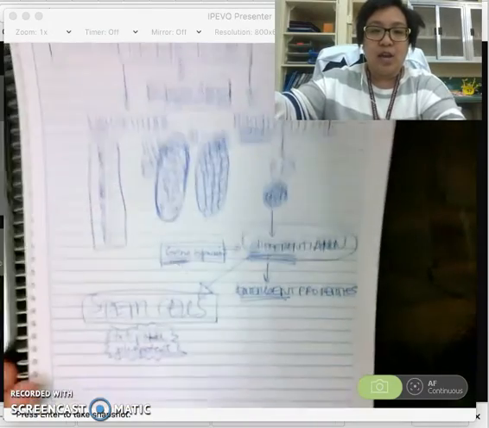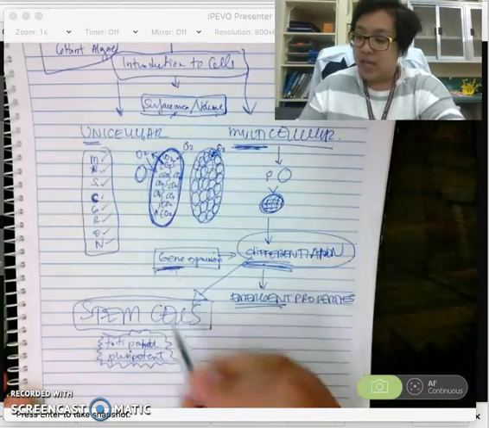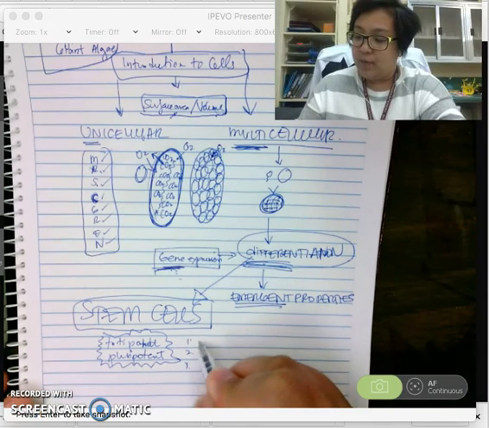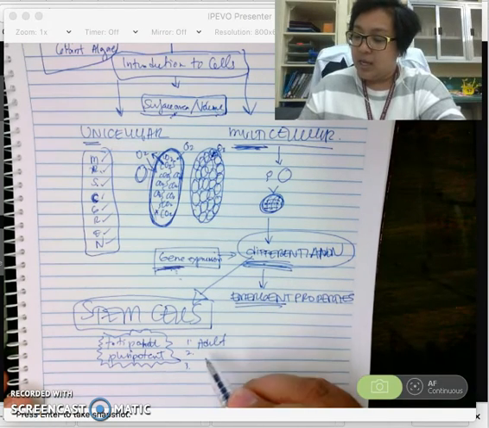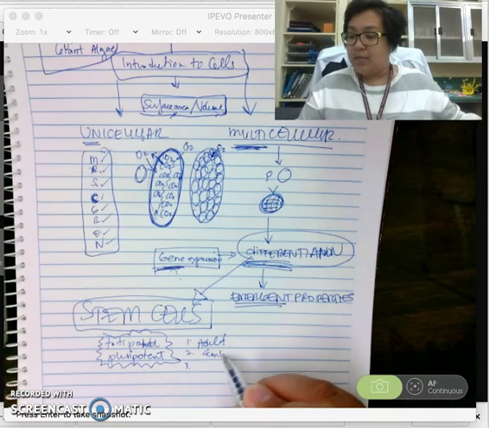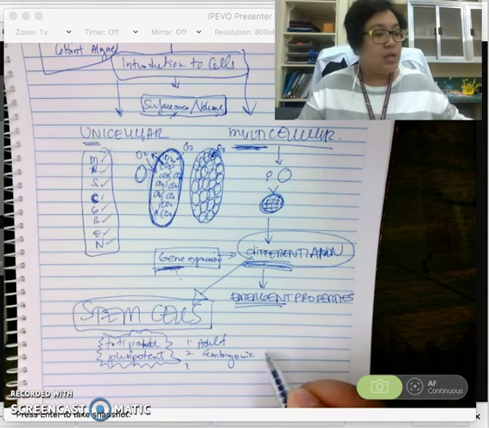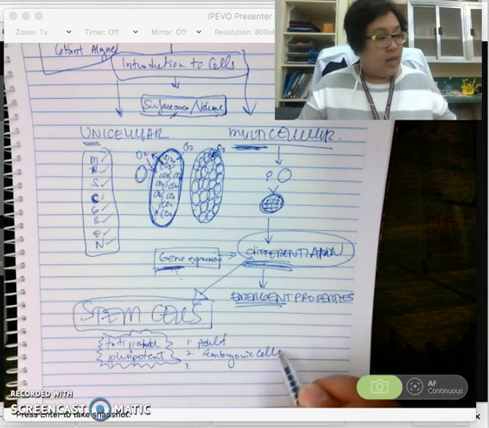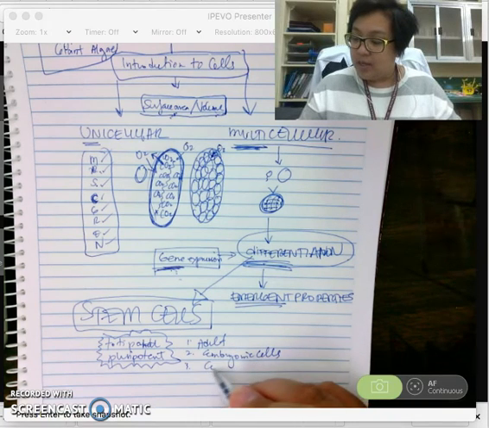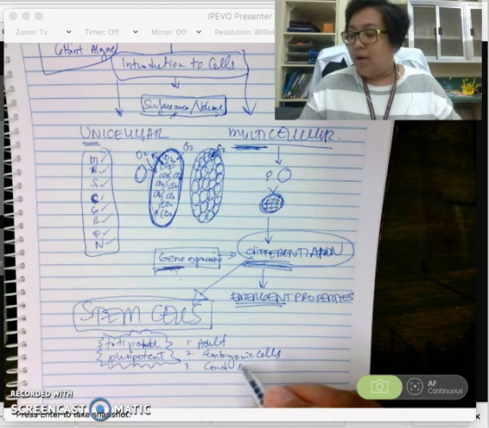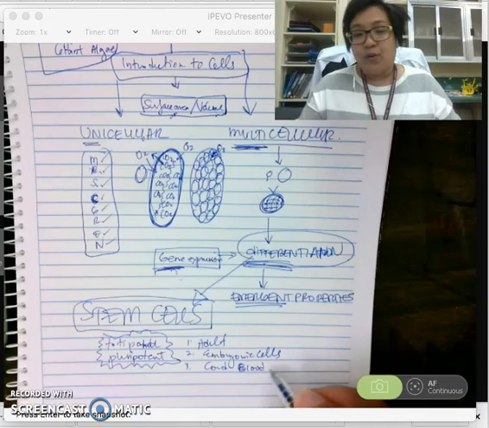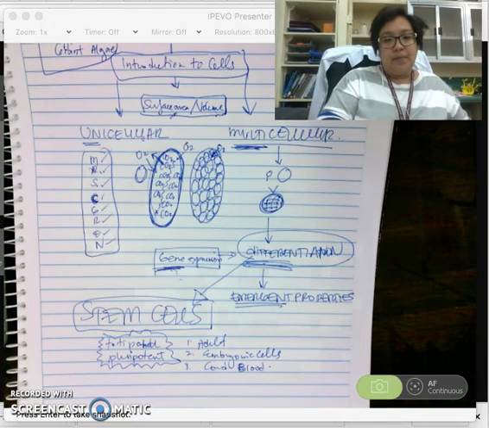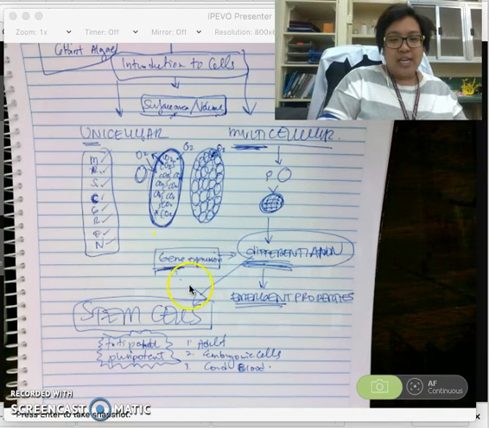And there are 3 kinds of stem cells in your textbook. So you have the adult stem cells, you have the embryonic stem cells, the most controversial of them all, and you have the cord blood stem cells. These are stem cells from the umbilical cord. So for the test, make sure you can discuss the use and ethical issues of each of these stem cells.